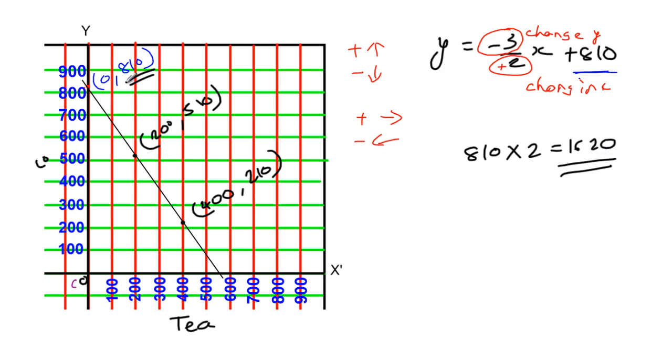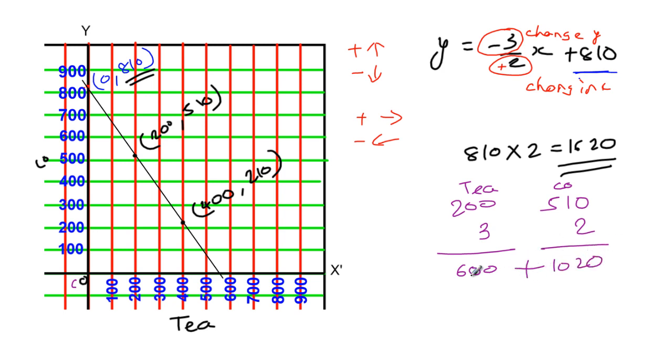So if he works with this combination, we don't know how many teas, how many coffees he has sold. It's one possibility that he has sold 0 tea, 810 coffee. Now another possibility, 200 and 510. So 200 is for tea because that's on X and this is for coffee. So 200 times 3, each tea is $3, so 600, right? Each coffee is for $2, so this is 1020. What do you get if you add this? You get again 1620.